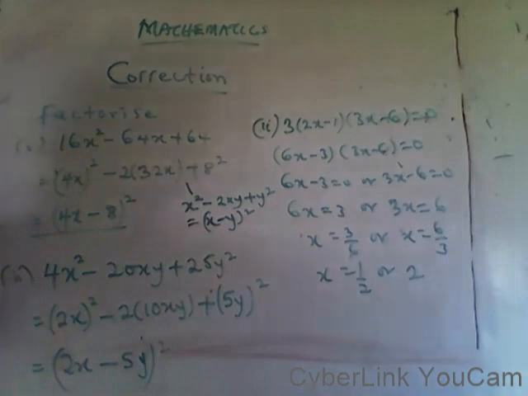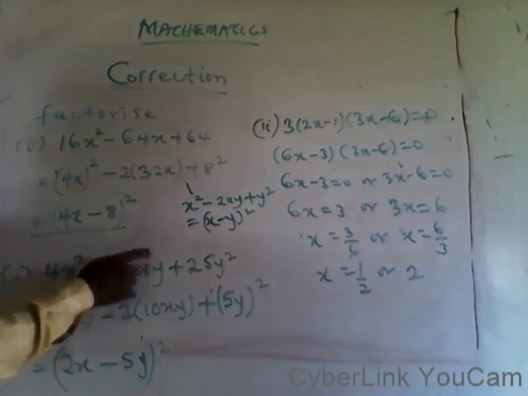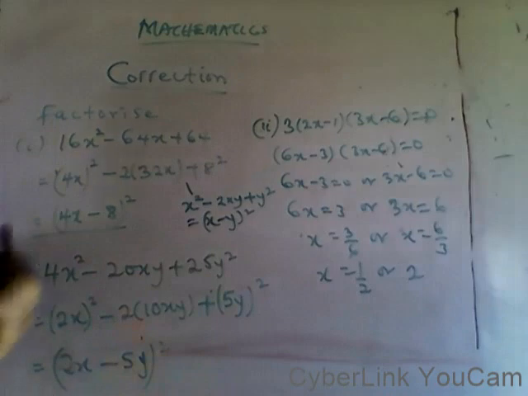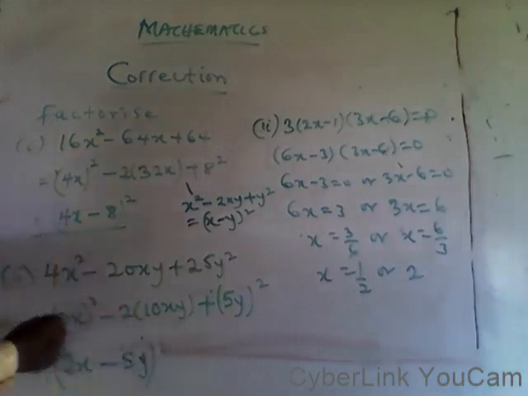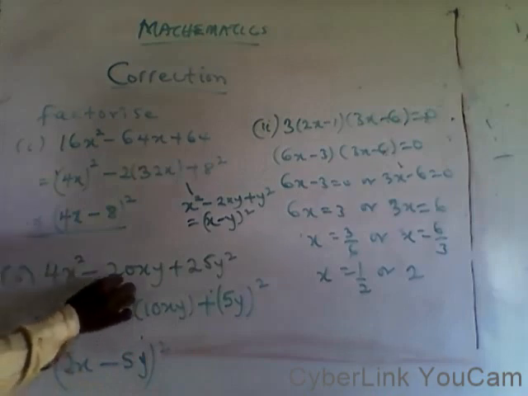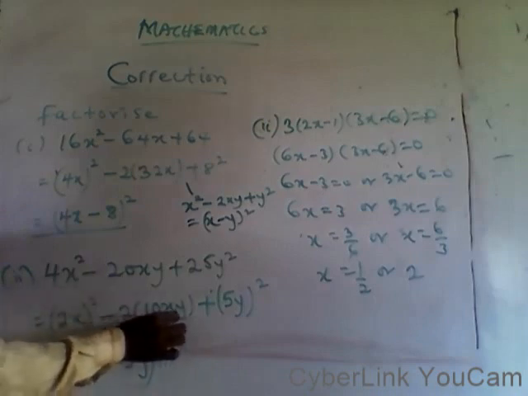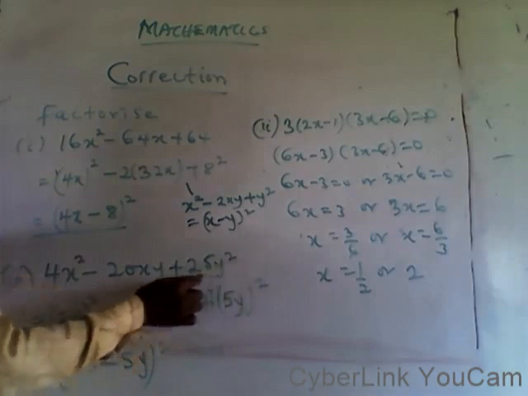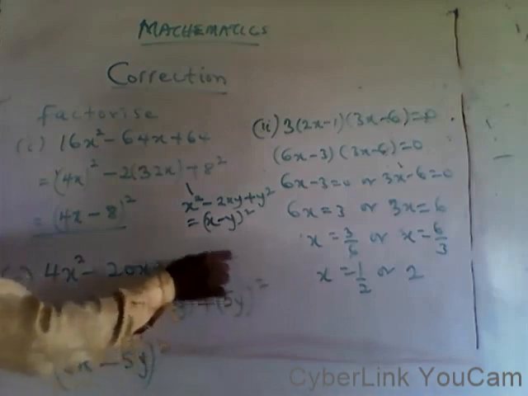Now look at the second question. In the second question, you are also to factorize 4x squared minus 20xy plus 25y squared. If you look at this question as well, you can break it down as follows: (2x) squared, 2 times 2 is still 4, and x squared is still x squared. And that will now be twice 2 times 10xy, then plus (5y) squared. 5 times 5 is still 25, and you have your y squared.